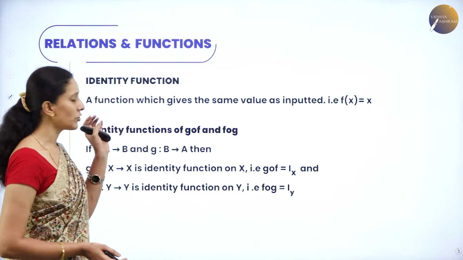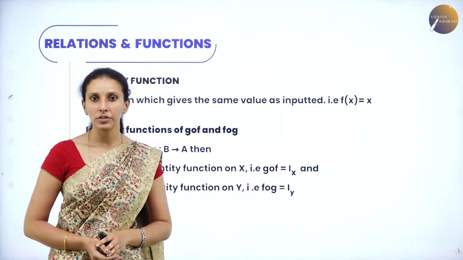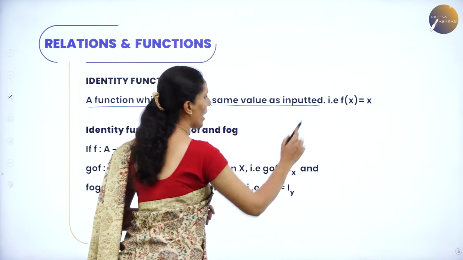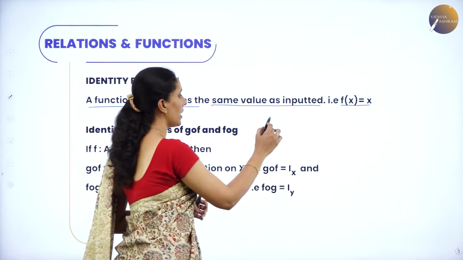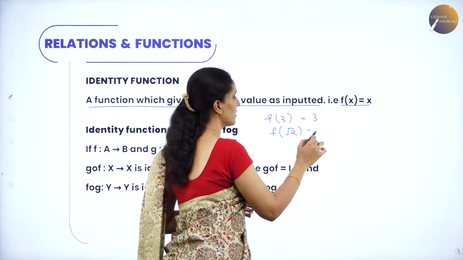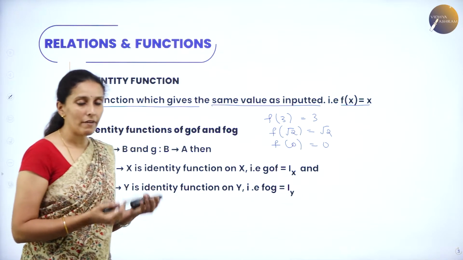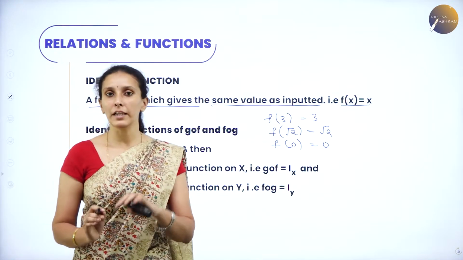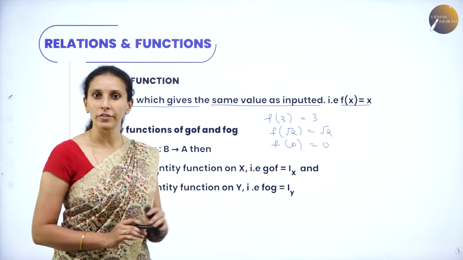So identity function you have already learnt in the previous year, under some special functions. An identity function is a function which gives the same value as inputted, that is f of x is equal to x. So if you take f of 3, then it is 3. If you take f of root 2, then it is root 2. If you put f of 0, then the value is equal to 0. So whatever the value you input, you will get the same result. Therefore, it's a function from the set of real numbers to the set of real numbers, that is both domain and range will be the set of real numbers.